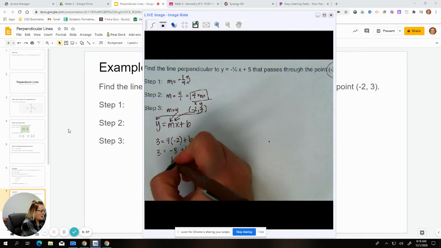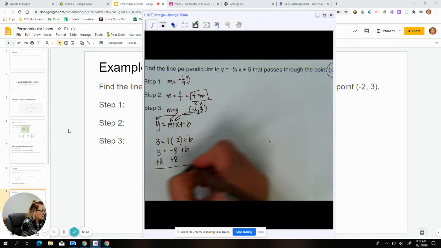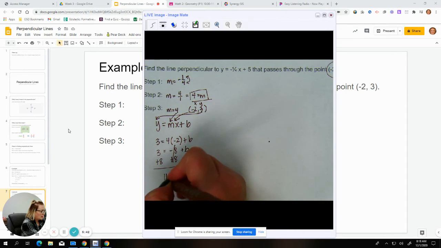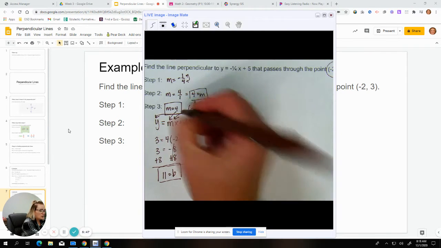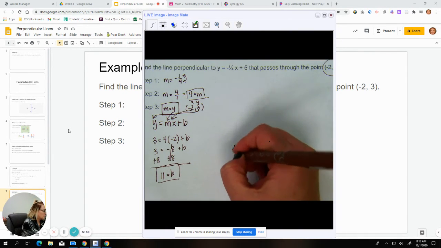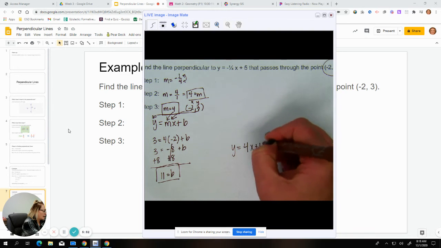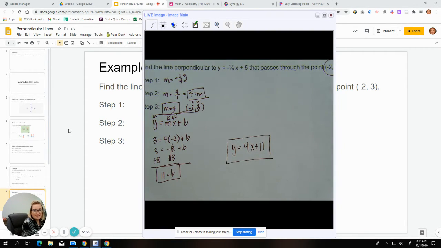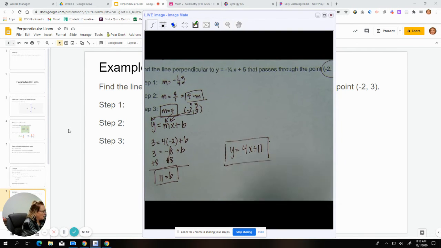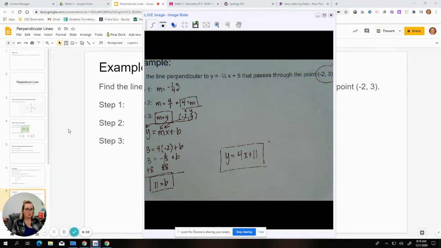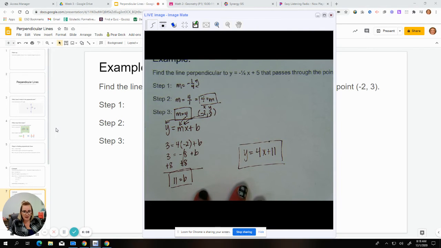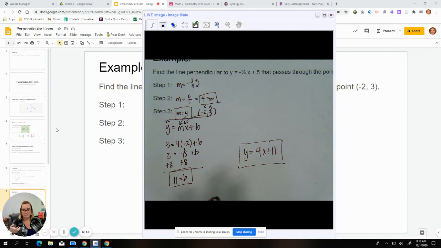To solve for b, I would have to add 8 to the other side. And I get b is equal to 11. So I use my new slope and my new y-intercept to say that the perpendicular line is y is equal to 4x plus 11. Notice this slope and this slope have to be negative reciprocals of each other.